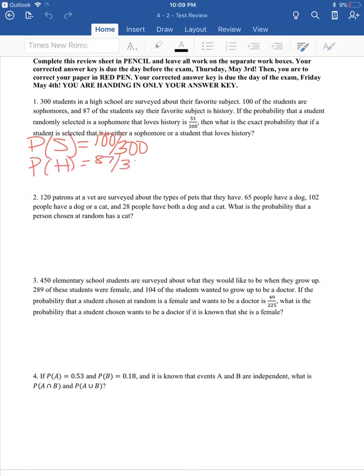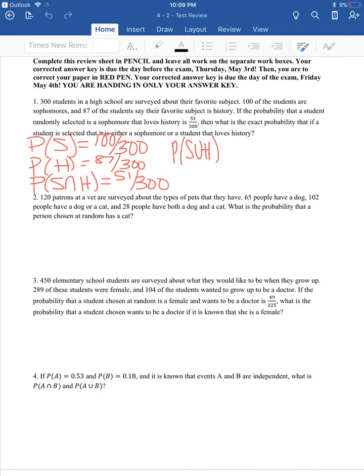If the probability that a randomly selected student is a sophomore that loves history, so sophomore and they love history, is 51 out of 300, what is the exact probability that they are either a sophomore or a student that loves history? So I'm looking for the or.